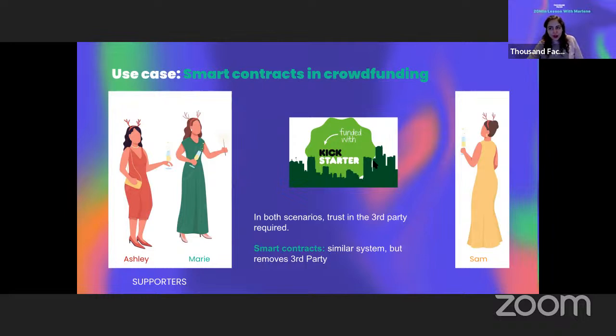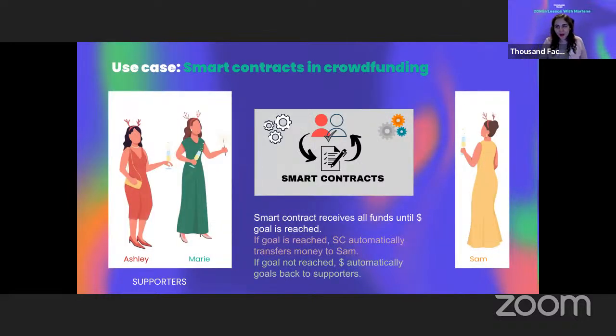So how do smart contracts work? Actually, smart contracts, in this case, will have a very similar system to the one we're seeing now, except instead of having a third party in the middle between Sam and her friends, there's a smart contract. So we are removing this third party in the middle. But in fact, the system is quite similar. Okay, so let's put a smart contract in place in between Sam and her friends.